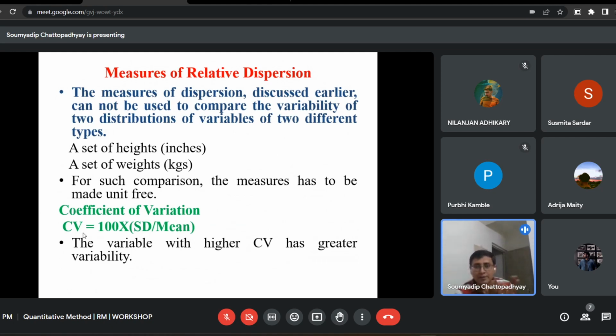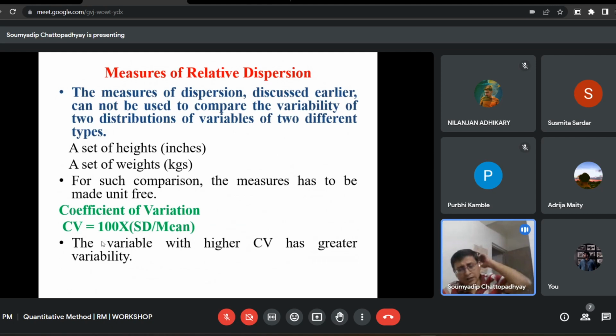Okay, so in order to make them comparable, you have to make these variables unit-free. So in that context, your coefficient of variation is very much helpful. The coefficient of variation is defined in this way: 100 times standard deviation by mean, where standard deviation and mean can be calculated the way I have just mentioned. And how can you interpret the variable with the higher CV? It has the greater variability.